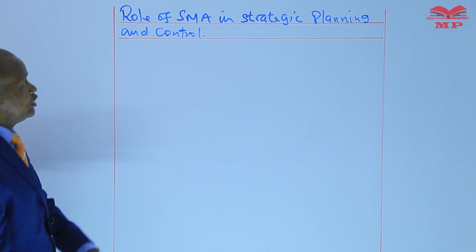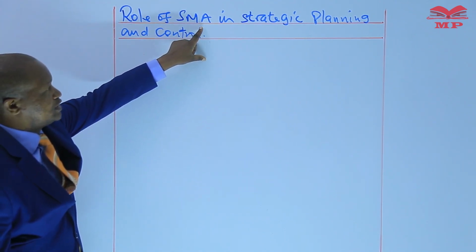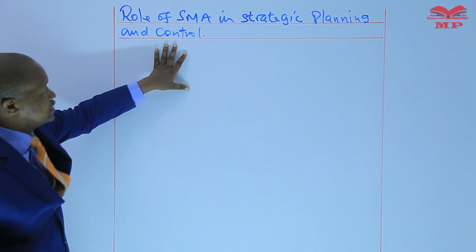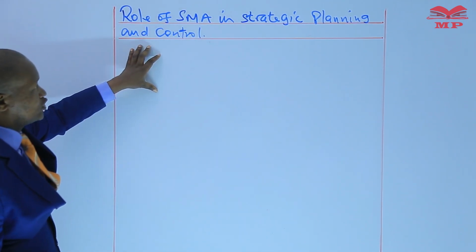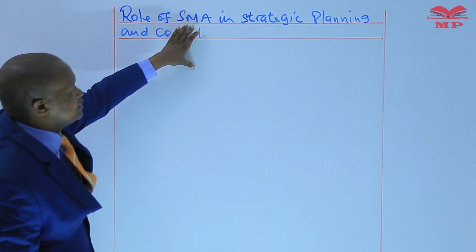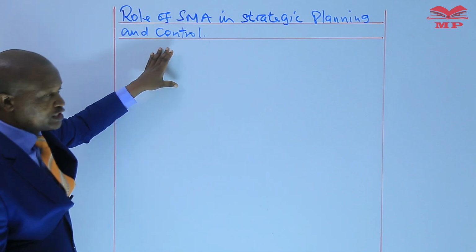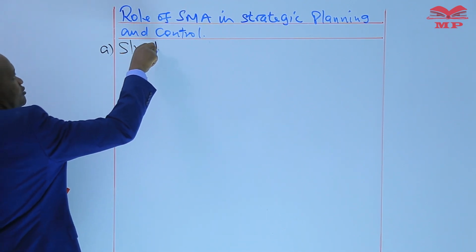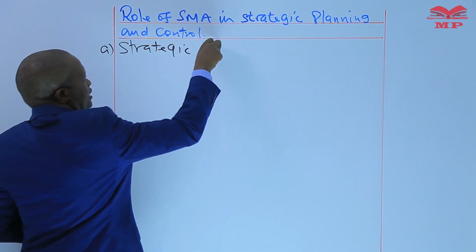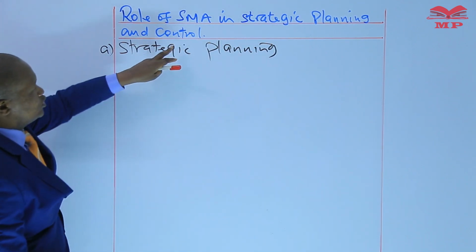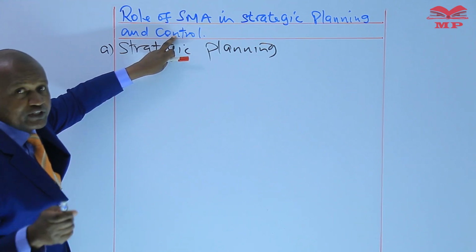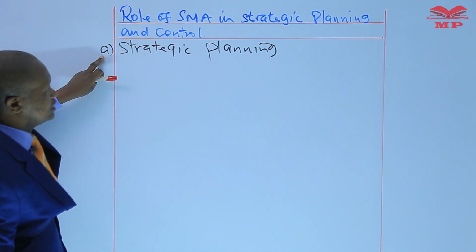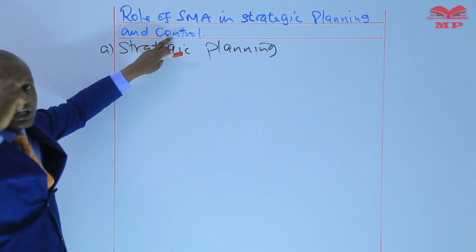In today's lesson we are going to study the role of strategic management accounting in strategic planning and strategic control. So here there are two things: strategic planning and strategic control. What is the role of strategic management accounting in, one, strategic planning, and two, strategic control? By the end of this lesson, you should be able to discuss the role of strategic management accounting in both.